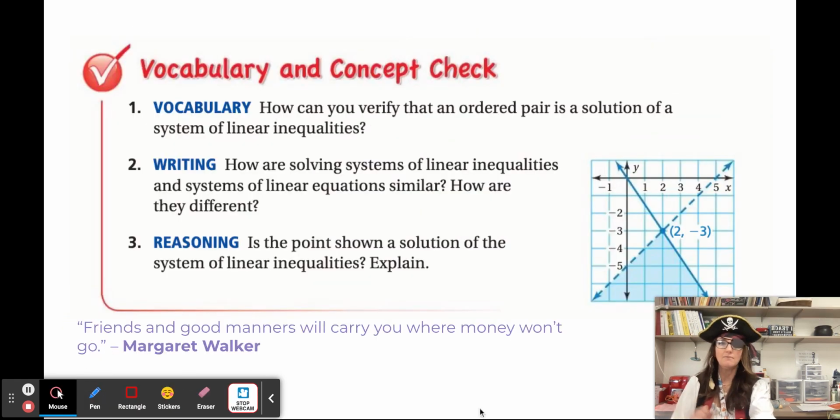All right, here we go. Your favorite part, vocabulary and concept check. Make sure that you are identifying the number and putting your answers in complete sentences.